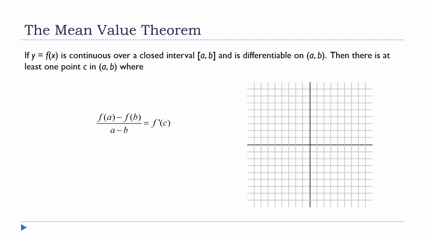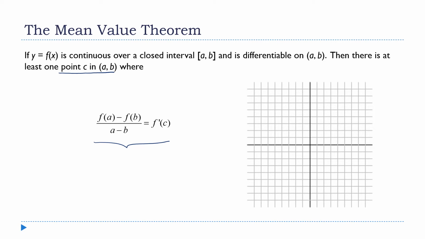Okay, so here's what it says. It says if we have a function, and you're going to hear these requirements over and over again throughout the rest of the class, it's continuous on a closed interval, differentiable on an open interval. We're willing to cut a little slack on differentiability on the endpoints, and it still works. Then there is at least one point c in that interval where this is true.